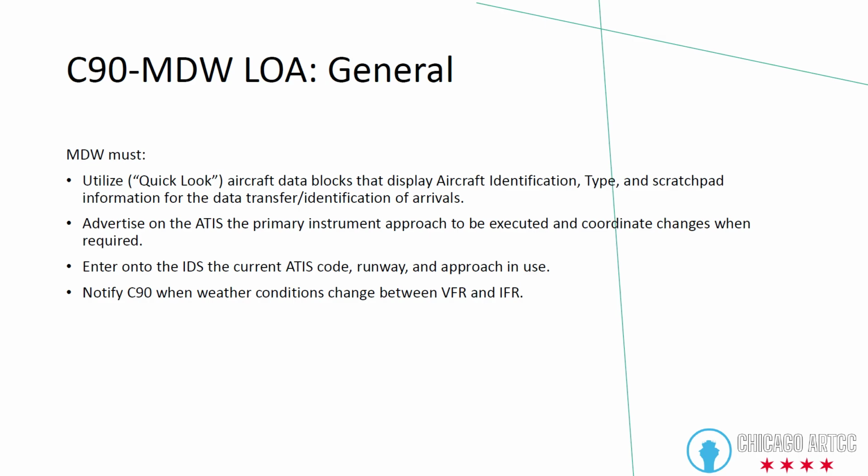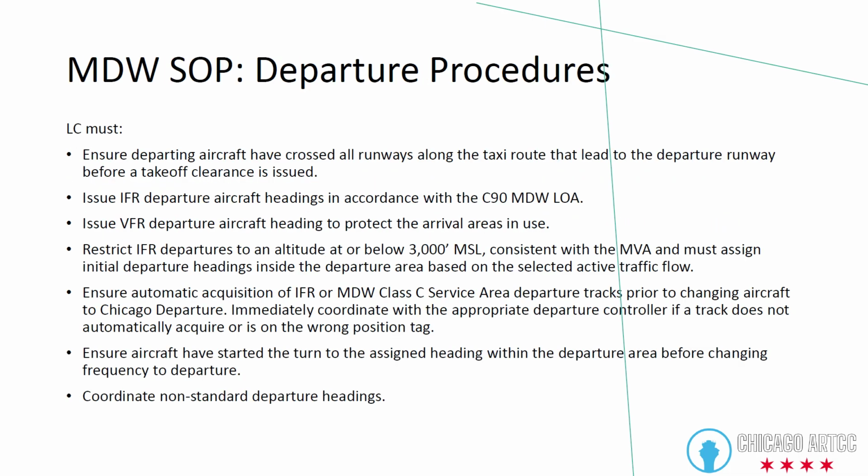The C90 Midway LOA general section says Midway must, which is you, the tower, utilize quick look. We'll show you how to do that on the STARS display. Aircraft data blocks display aircraft identification, type, and scratch pad information for the data transfer, identification of arrivals. Advertise on the ATIS the primary approach to be executed and coordinate changes when required. Enter onto the IDS the current ATIS code, runway, and approach in use. We just use the Discord for the IDS. We have an IDS channel. Notify C90 when weather conditions change between VFR and IFR.